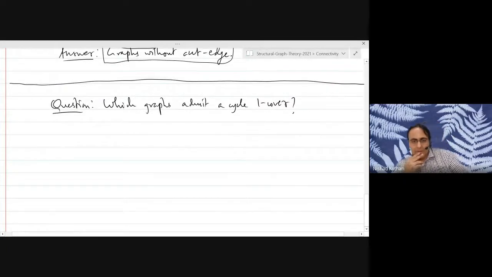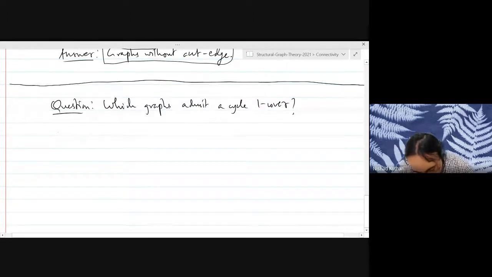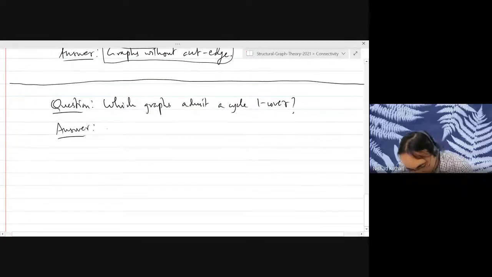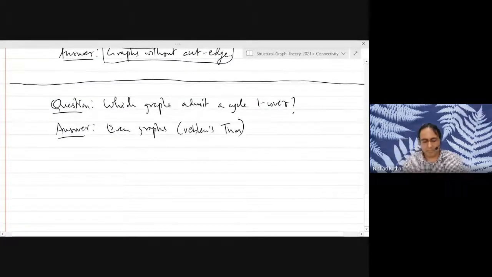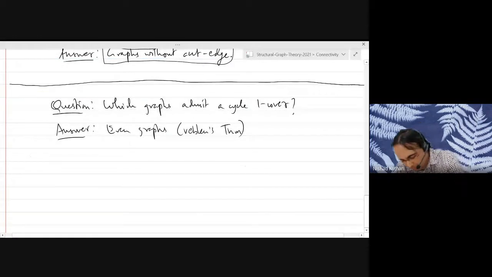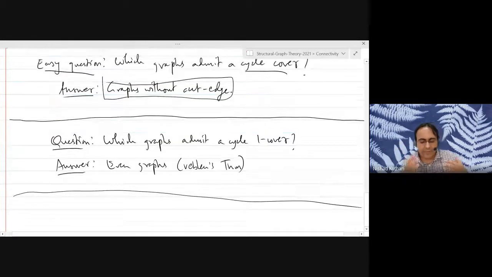Exactly. Okay? Good. So now let's move on to the next question, which we have already discussed earlier when we defined cycle 1 covers 2 or 3 lectures ago. Which graphs admit a cycle 1 cover? It will be even graphs. Even graphs, right? This is exactly Veblen's theorem. Okay, good. So if you ask for cycle 1 covers, turns out that the answer is a very restricted class of graphs. You want every vertex to have even degree.